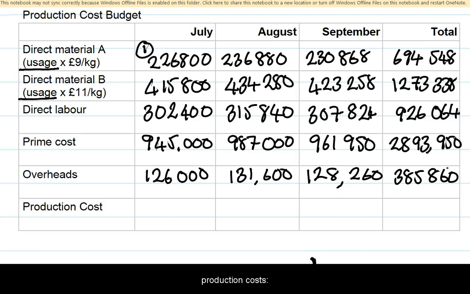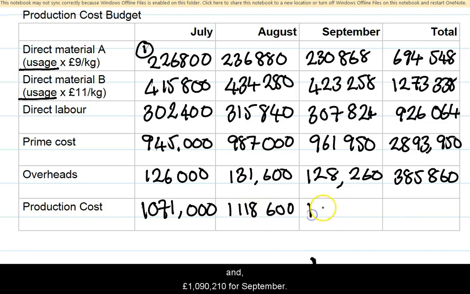So now to finish off our production cost budget, we take our prime cost, add our overheads, and that will give us our production costs. £1,071,000 for July, £1,118,600 for August, and £1,090,210 for September.